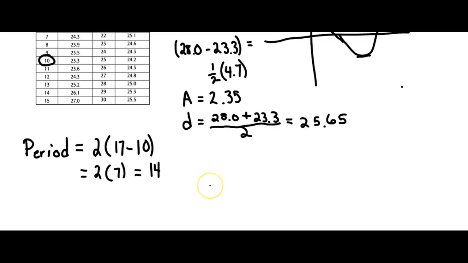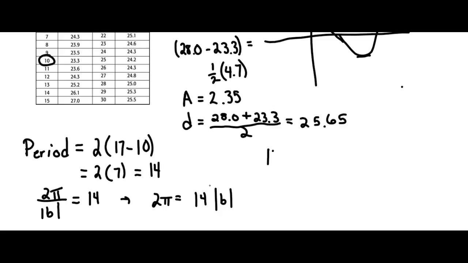Now we also know that the period is equal to 2 pi over that variable we're looking for, b. So we know 2 pi over b equals 14. So therefore, if we multiply both sides by b, 2 pi is equal to 14 times the absolute value of b. And so the absolute value of b is going to be equal to 2 pi over 14, or pi over 7.